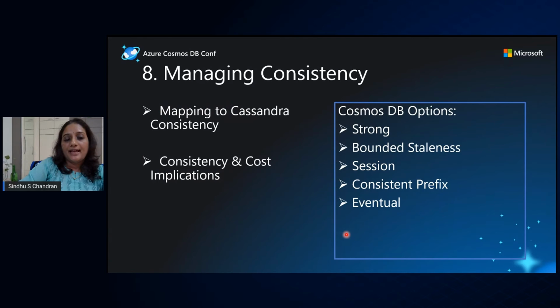And again, you need to be aware of how the consistency maps to a Cassandra consistency and the cost implications of the same. There are different options provided on Cosmos DB, and there is a mapping provided from how this relates to the Cassandra level consistencies. So it is important to be aware of this in choosing your settings.